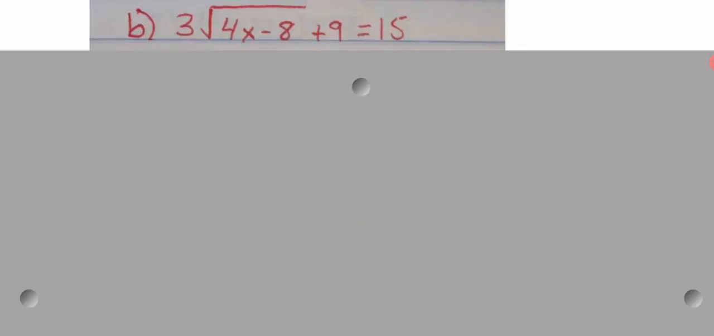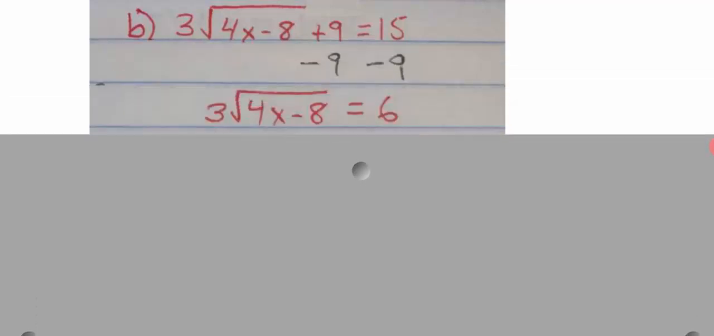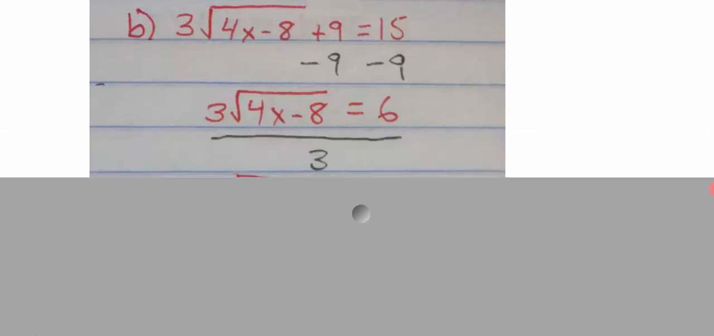All right, so the next one, the square root. So we've got to undo everything and get rid of that square root. We're going to start by subtracting 9 from both sides. And now we've got that 3 out front. Since the 3 is being multiplied, we've got to divide everything by 3.